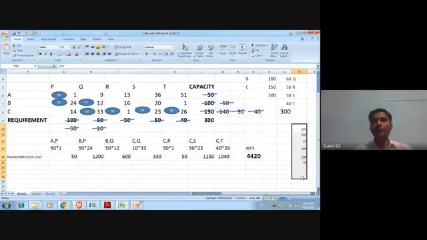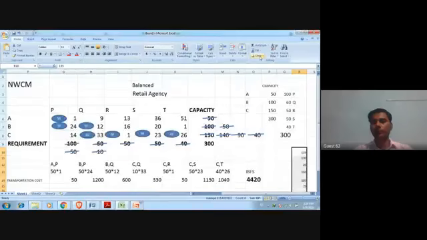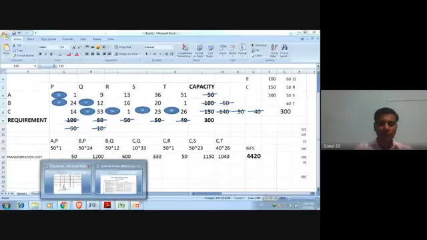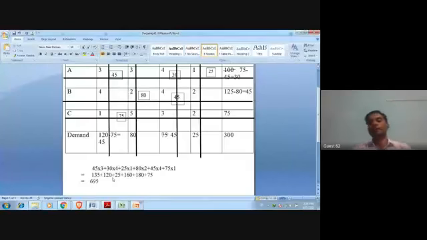So let's add all these costs. How much will it become? I'm adding all these. So 695. Okay, 695 is your total cost. This is called your initial feasible solution.